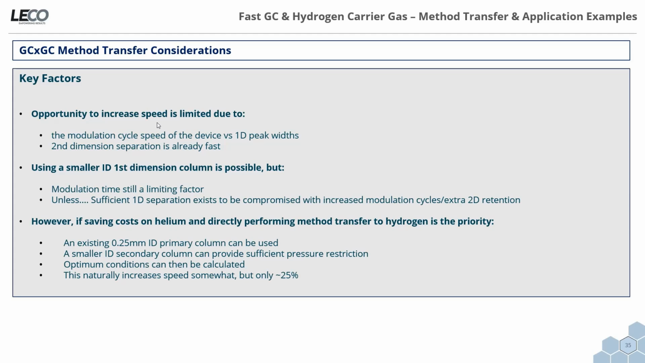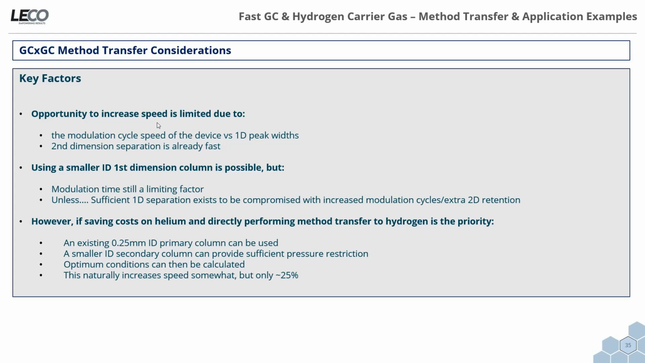So we will gain a bit of speed there, but the modulation time is still a limiting factor. One possibility, however, is that if sufficient 1D separation exists, and perhaps most of your separation requirements is on the second column, you could compromise some of that 1D separation and go faster and use an increased modulation period in the second dimension, and/or achieve a bit of additional second dimension retention, either with a changing column or a different temperature offset.